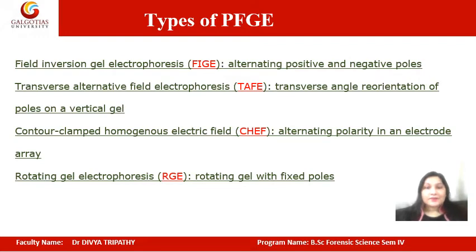The third one is CHEF. This is not that hotel chef. It is contour-clamped homogeneous electric field. In this type of electrophoresis, alternating polarity in an electrode array is used. And the last one is rotating gel electrophoresis, in which a rotating gel with fixed poles is used.